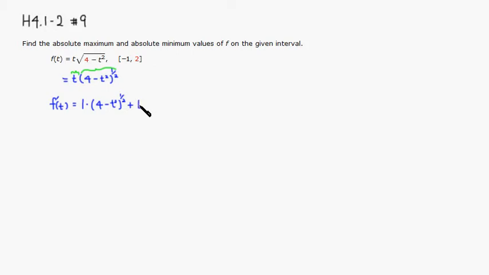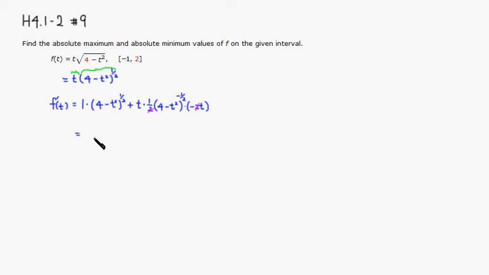first guy is t, times the derivative of the second guy, which is to put 1/2 in front, keep the same quantity 4 minus t squared, and subtract 1 from the power, so it's negative 1/2, and multiply by the derivative inside, so that would be negative 2t. Right, so let's clean up a bit. There's a 2 on the bottom and 2 on top. You can cancel that.